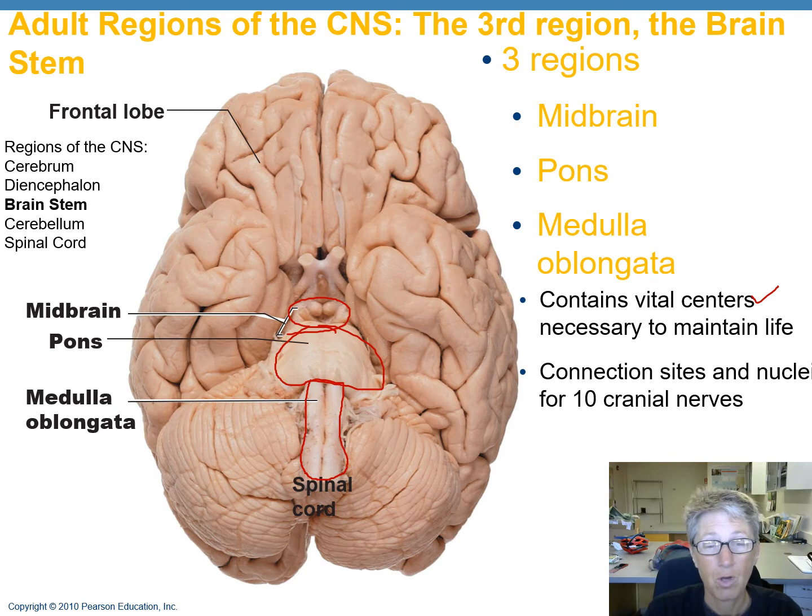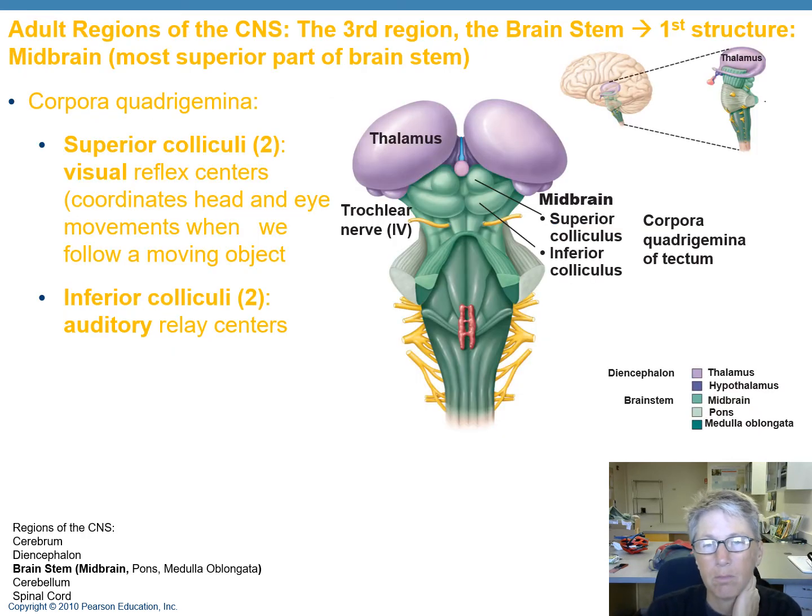So if you crush your brainstem in an accident, for example, you can't live unless you're on life support. Okay, so let's look at the three parts of the brainstem: the midbrain, pons, and medulla oblongata. If we look at this cartoon, here's the thalamus, this purple thing, and then this whole green area, in different shades of green, is the midbrain, and then the spinal cord starts right here.